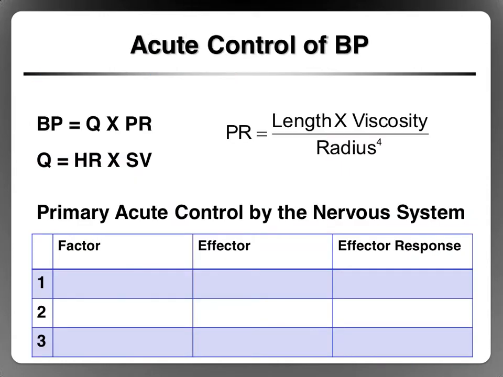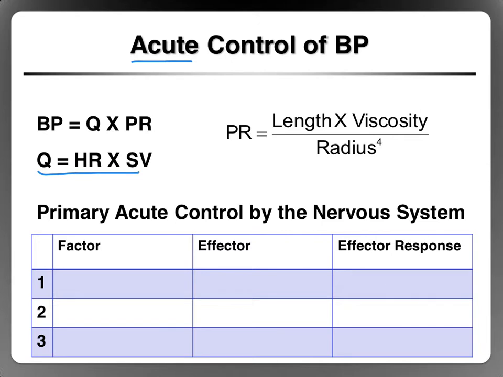All right, so let's talk about blood pressure. And we're going to talk about acute control of blood pressure. Your textbook talks about long-term control of blood pressure, but this semester we're just going to talk about acute control. So if there's a sudden increase or decrease in your blood pressure, how does your body respond on an acute or immediate basis?